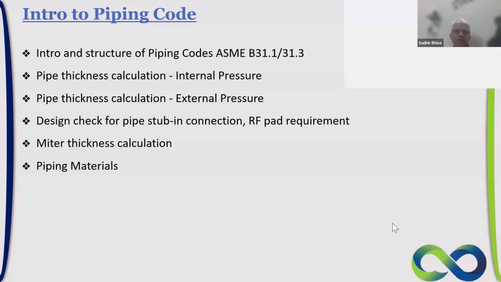We are going to do some calculations on the pipe thickness for internal pressure, then for external pressure, although it gives some reference to the ASME BPV code, but still for piping, there is going to be some limited application, and we are going to see only that part of the piping where we are going to use this external pressure thickness calculation. Then we are going to see the design check for stub-in connection, reinforcement pad requirements, miter thickness calculations, and various piping materials which are required in the industry for petrochemicals, chemical plants, and power plants.